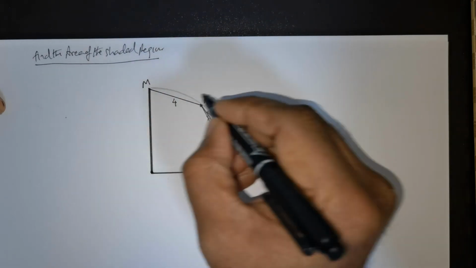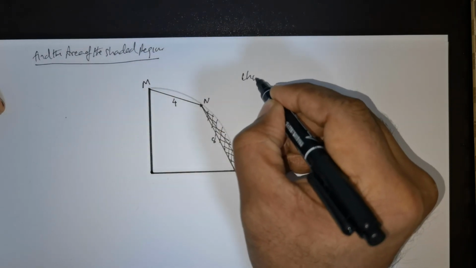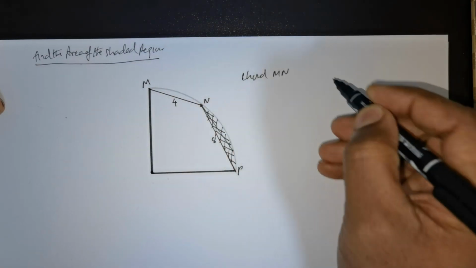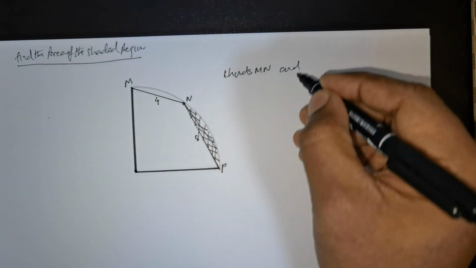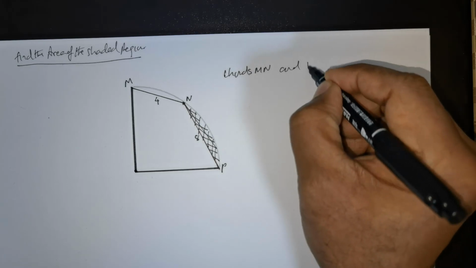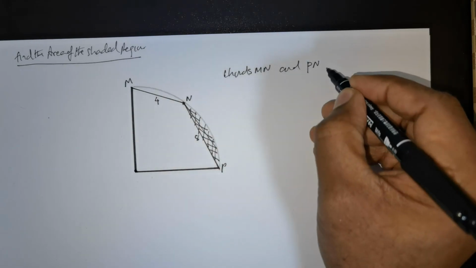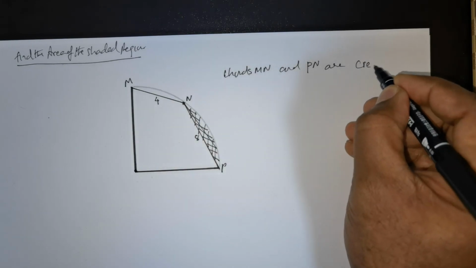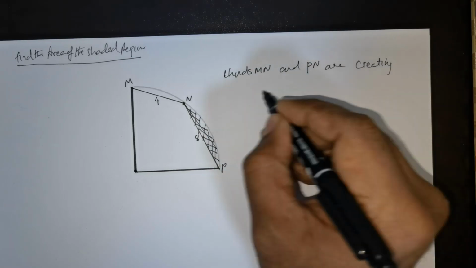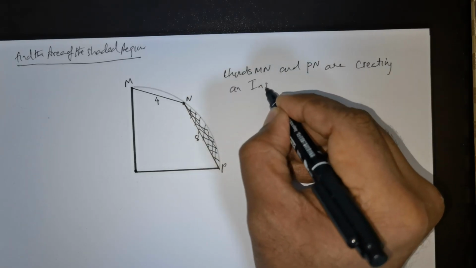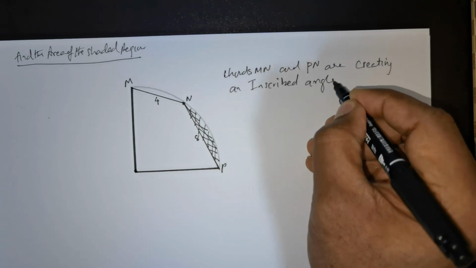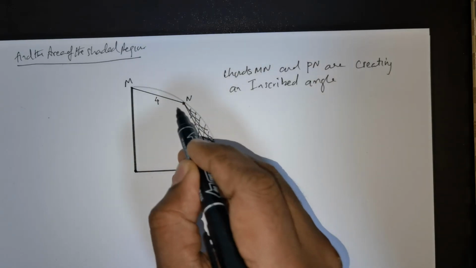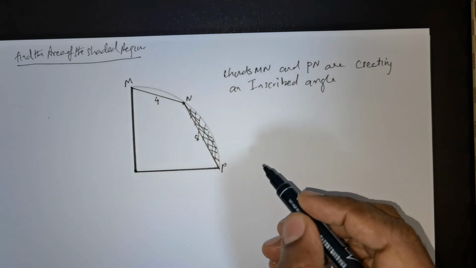So chord MN, maybe I shall just place chords MN and PN are, that's the first observation, creating an inscribed angle. Okay, so there is an inscribed angle over here.